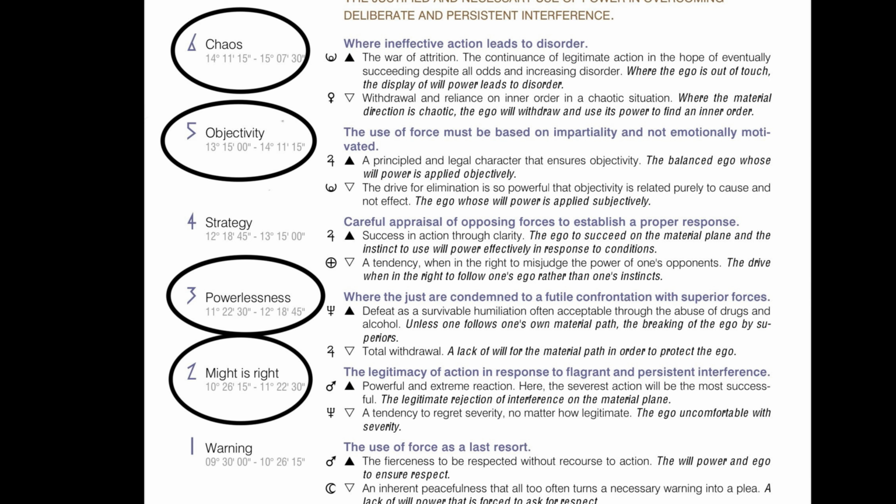So now if we look at the gate 21, we look at the gate 21 line 2 and it says might is right. Now we have an exaltation of Mars and we have a detriment of Neptune. Neptune hasn't been in this energy for a long time. The next time it will be back in this energy will be 2029. So right now we don't have that activation in play.